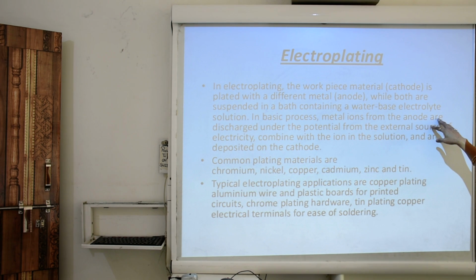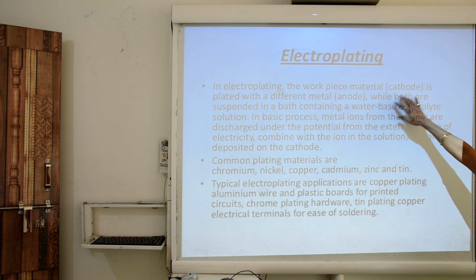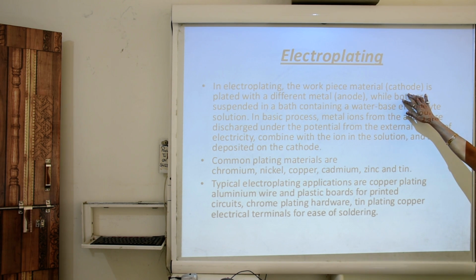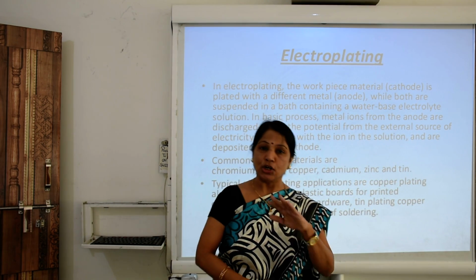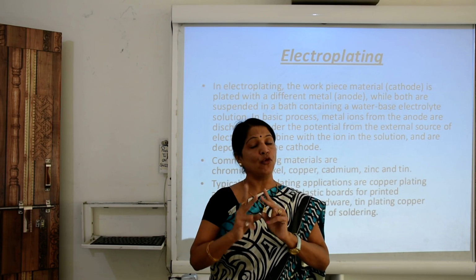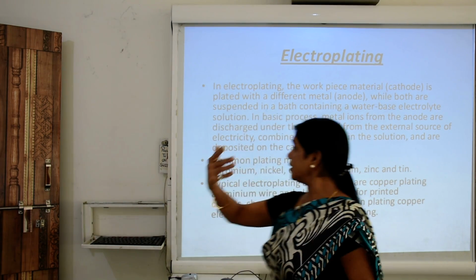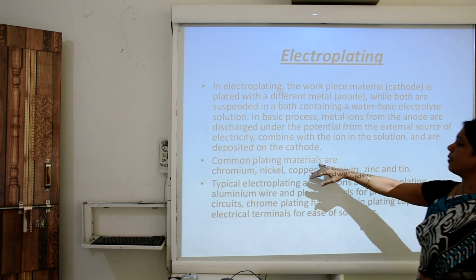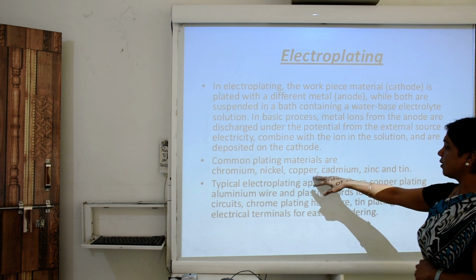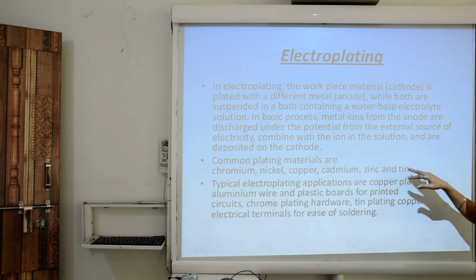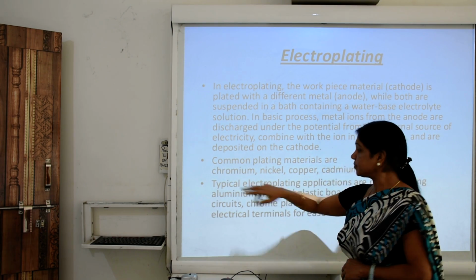It means the piece material is divided into two: first the cathode, and the different metal on the anode. It is deposited in two forms, first the cathode, second the anode. Now let's see further. Common plating materials are, for example, chromium, nickel, copper, cadmium, zinc and tin. Nowadays mostly these metals are used.